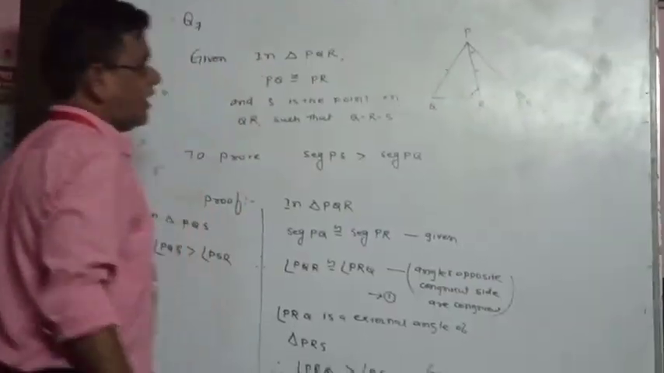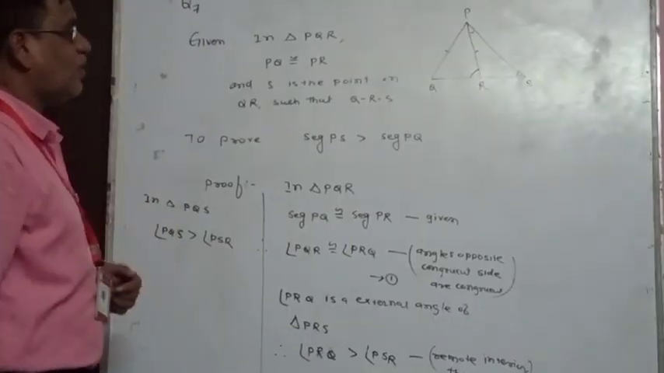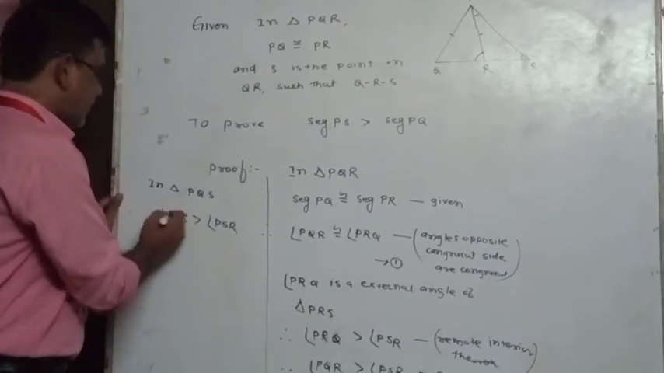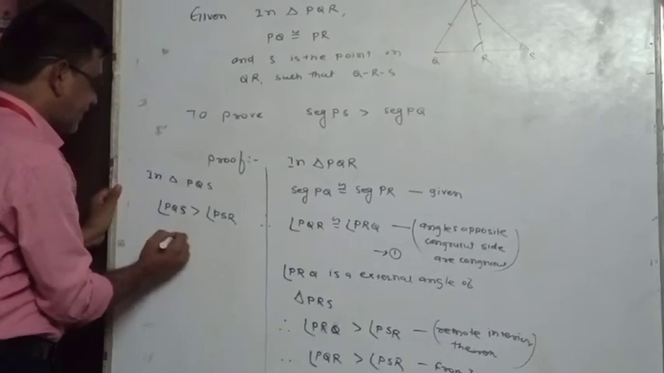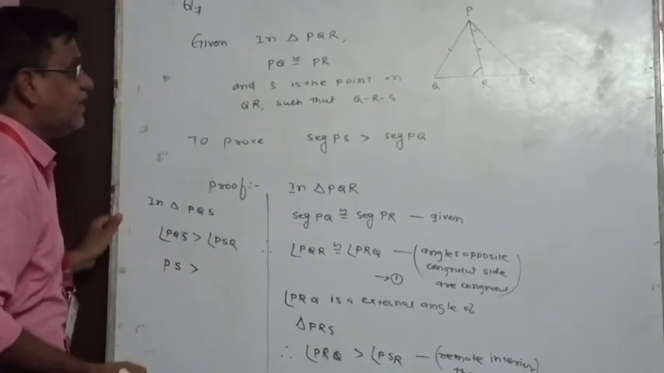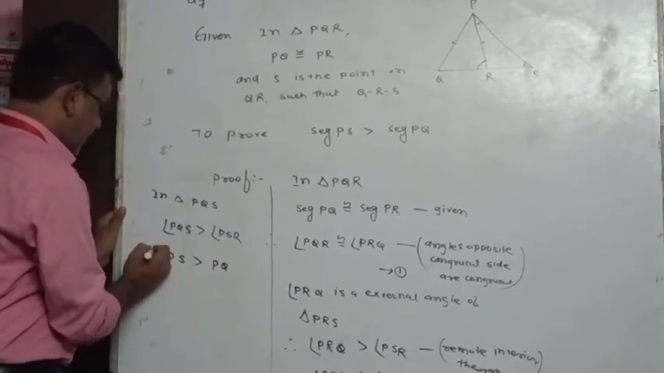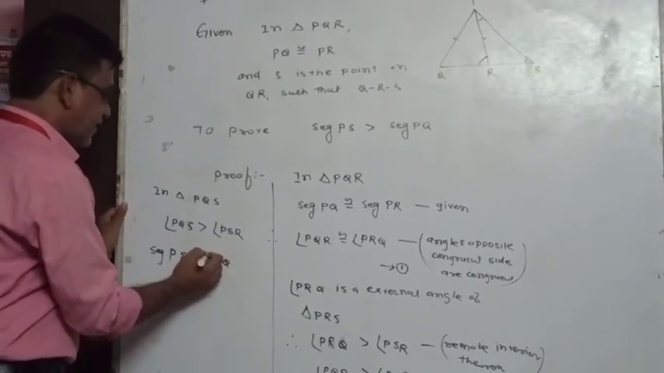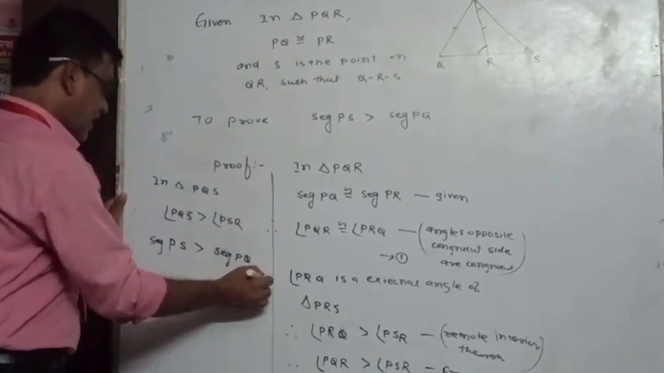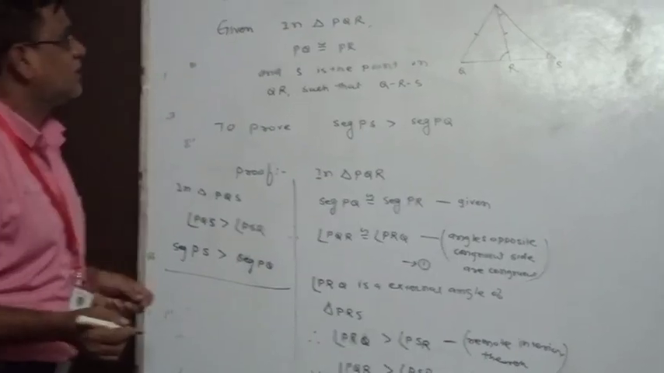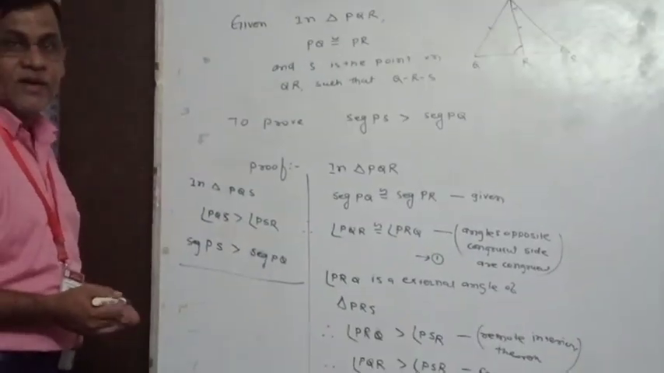So we know the inequality of sides: the side opposite to the greater angle is greater and the side opposite to the smaller angle is smaller. So you can say that the side opposite to PQS is PS, that is PS is greater than the side opposite to PSR, which is PQ. Segment PS is greater than segment PQ. In this way you can prove this statement, segment PS is greater than segment PQ.